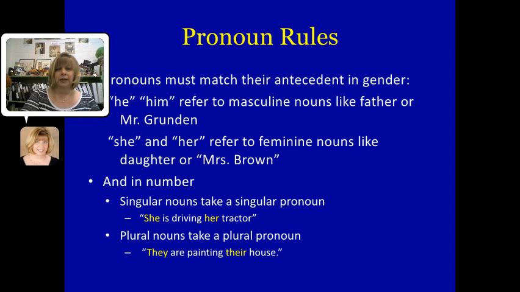And in number, we talk about a singular noun is going to take a singular pronoun. So she is driving her tractor, but they are painting their house. So when you choose a pronoun, you have to look at the word that it's replacing and then decide, is this a masculine or feminine word, and choose the right pronoun, and is this a plural or singular word, and then choose the right pronoun as well.